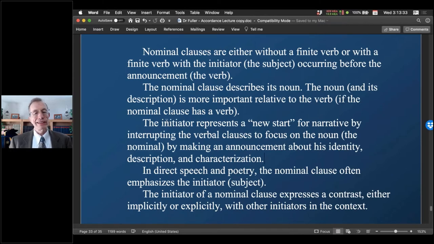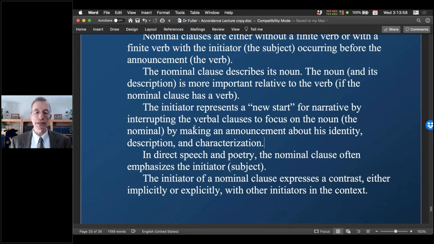Now, that doesn't mean necessarily you're starting a new paragraph, but it's just you're interrupting the flow of verbal actions for a new start with an initiator in order to give descriptive information, okay? Because you need that descriptive information so that you'll understand the historical account as it's being given, all right? And so, let me just read this again. The initiator represents a new start for narrative by interrupting the verbal clause to focus on the noun, by making an announcement, and there's that word announcement, the verb, about his identity, description, and characterization. And of course, it can just mean the predicate as well, the announcement can.